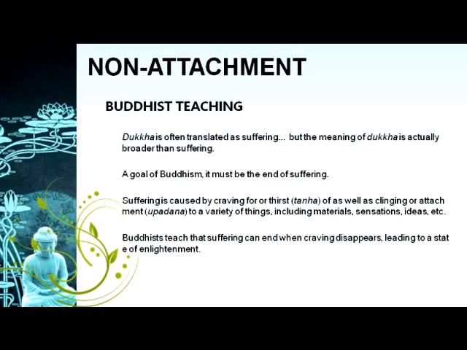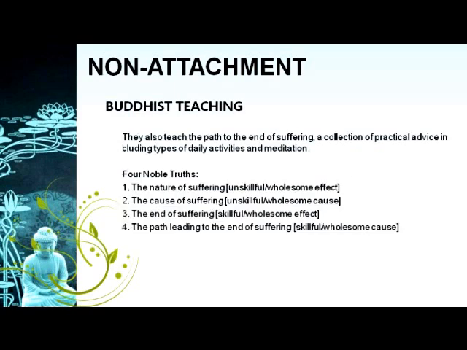This is the source of suffering. However, Buddhists teach that suffering can end when craving disappears, leading to a state of enlightenment. They also teach the path to the end of suffering, a collection of practical advice including types of daily activities and meditation. This is the main point of Buddhism, called the Four Noble Truths.